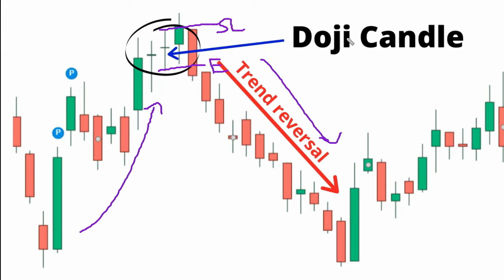But in a general case, a doji candle can give a trend reversal and also a trend continuation. According to this chart, the low is broken, so we are getting the trend reversal, and if the high of the doji candle is broken and it sustains, then we may get the trend continuation and the price will move up and give a bullish rally.